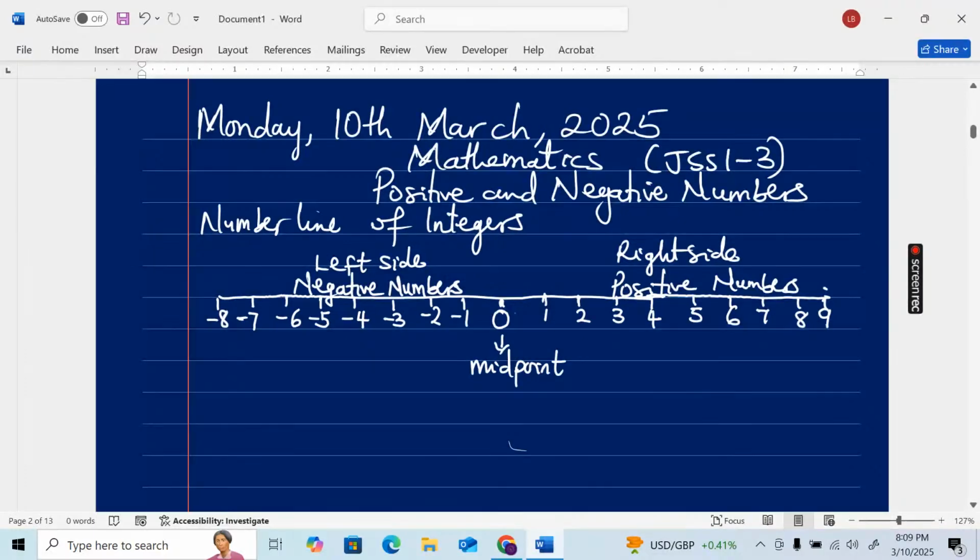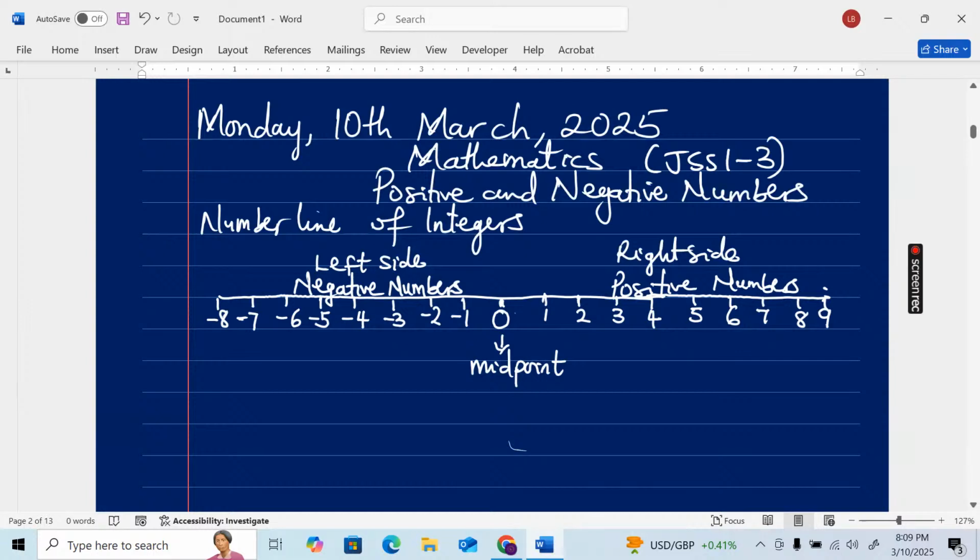Now, the numbers going to the left reduce. As you move to the left side, the numbers reduce. That's to tell you that of all the negative numbers, -1 is the greatest. -1 is the largest. All right, looking at the number line, when we are subtracting, we move to the left. When we are adding, we move to the right.